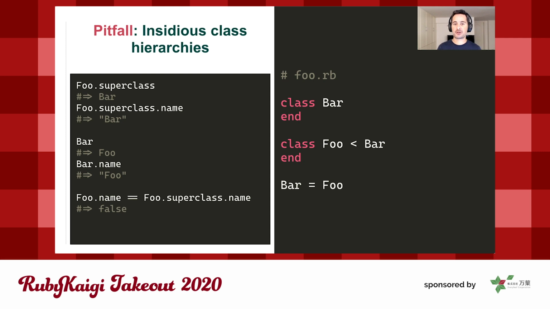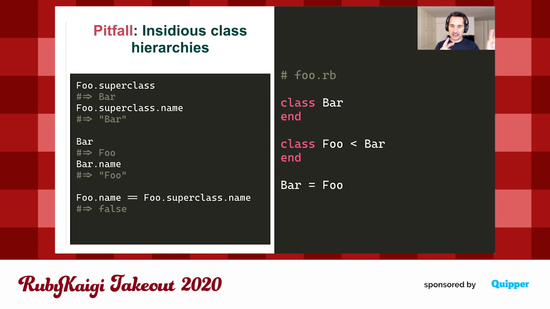There's a worse version of this, which I call insidious class hierarchies. In this case, you define a class Bar and define a class Foo that subclasses from Bar, and then you overwrite Bar by aliasing it to Foo. Here Foo's superclass becomes Bar. Foo's superclass's name is the string Bar, all fine. But if you ask Bar, who are you? It says I'm Foo. And if you ask Bar, what's your name? It says my name is the Foo string.